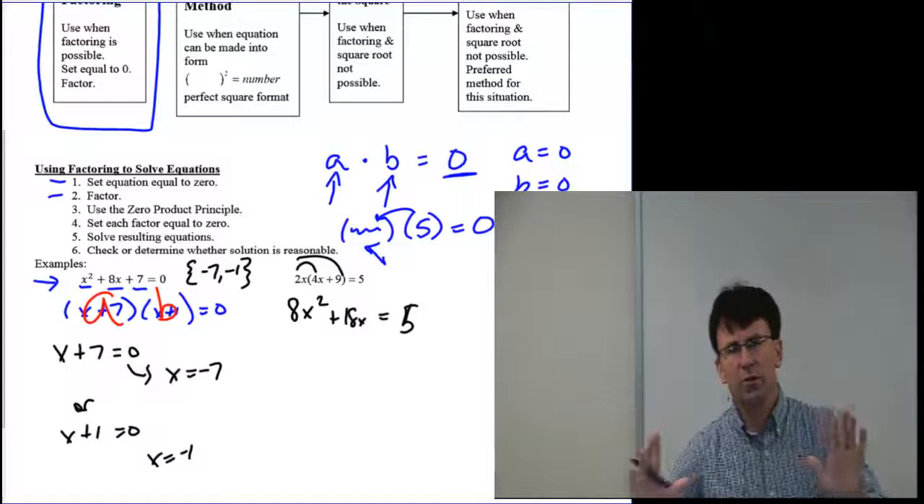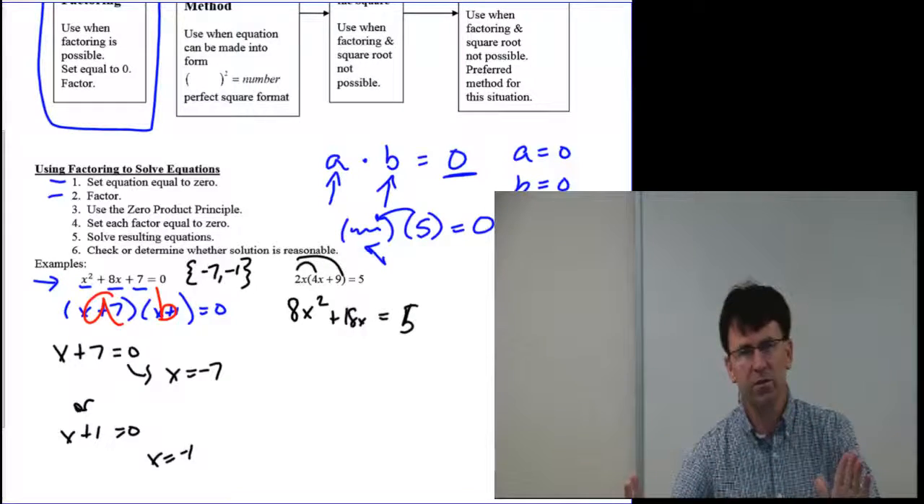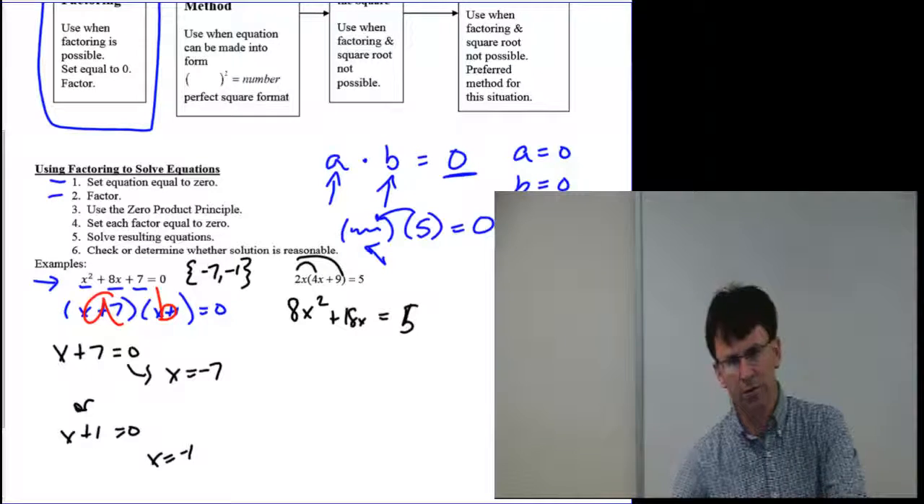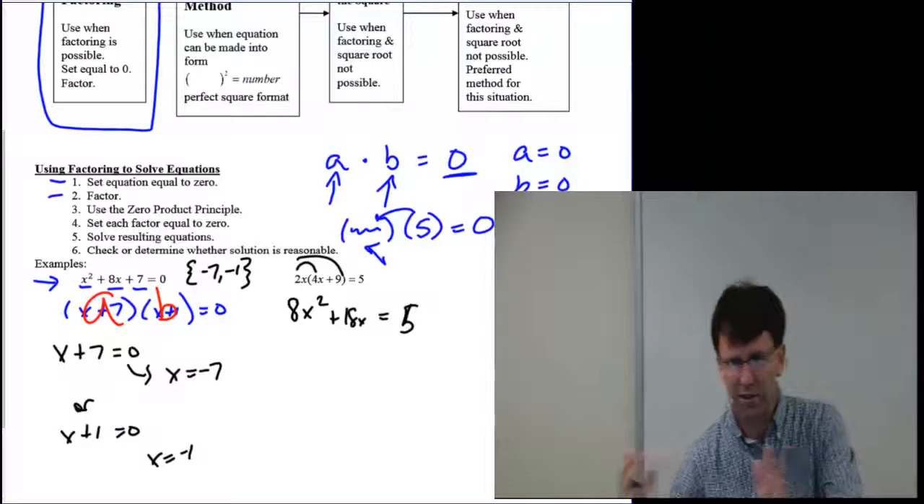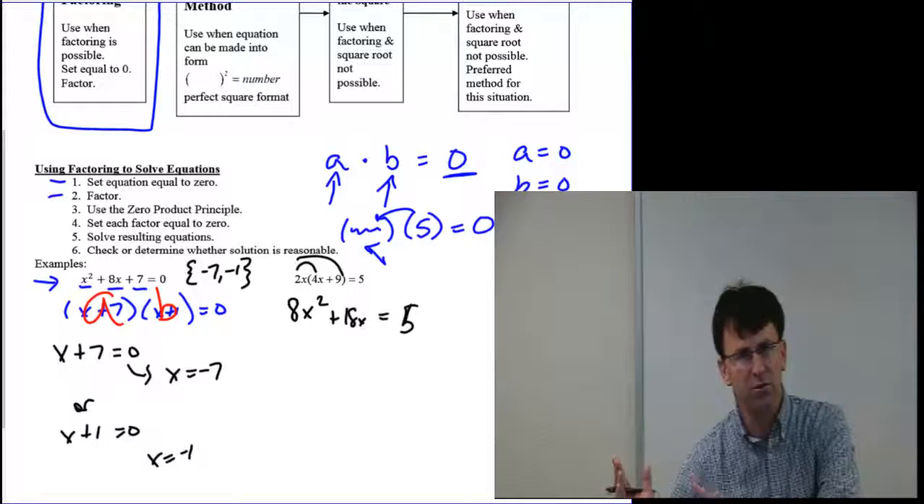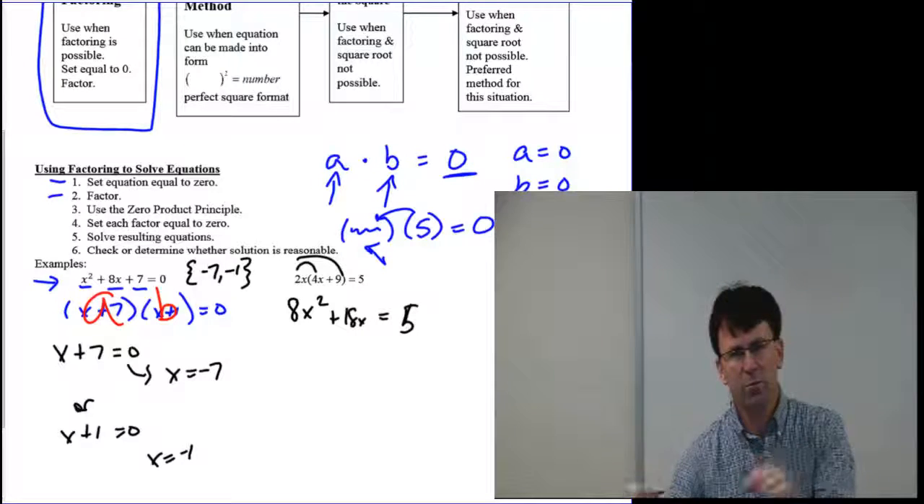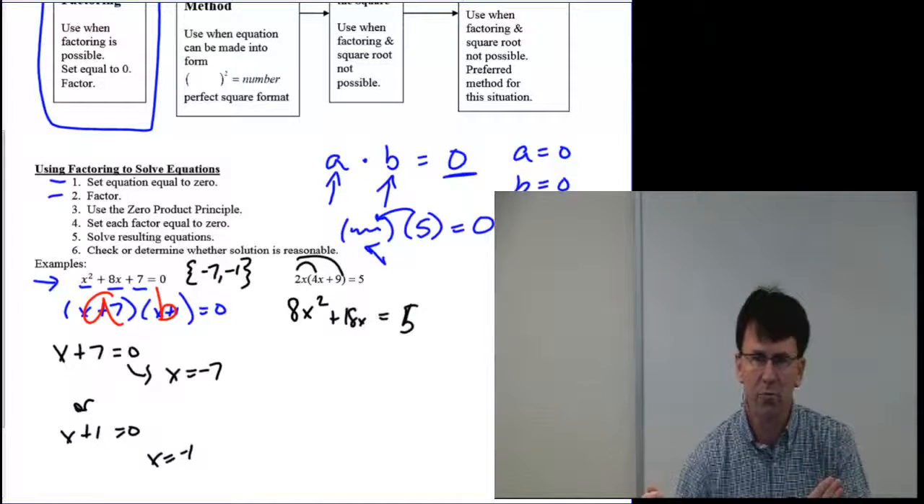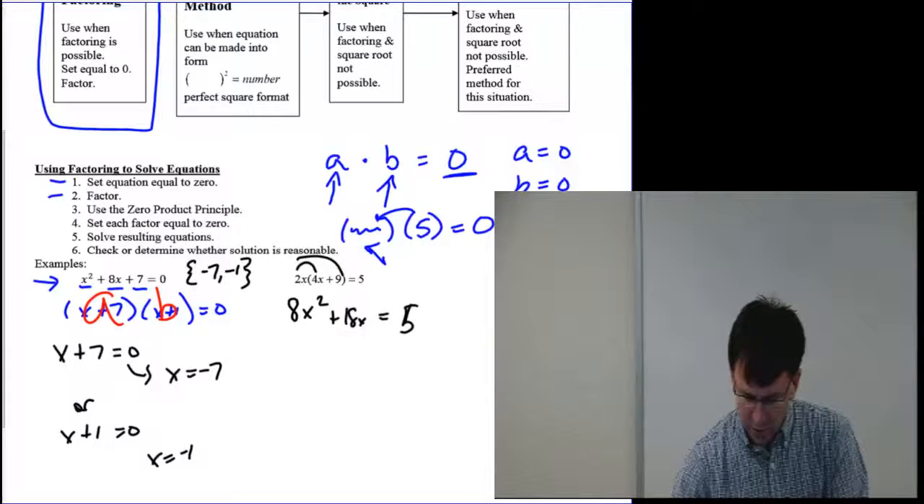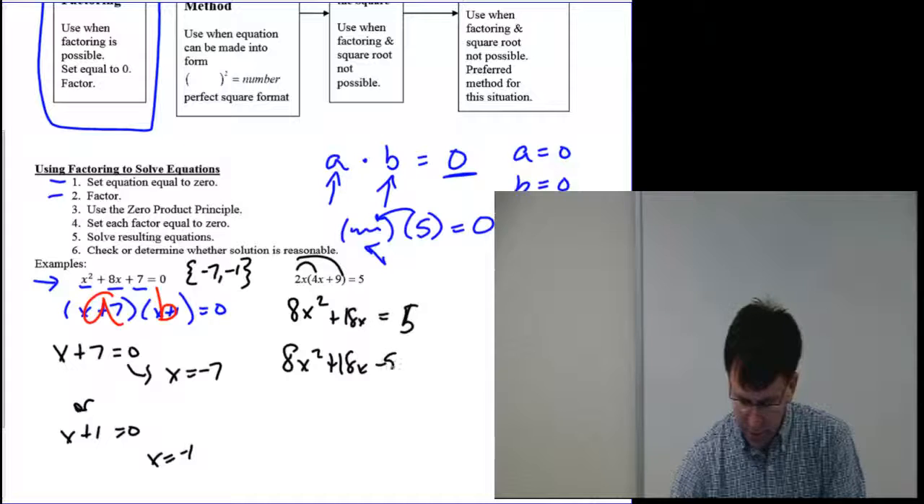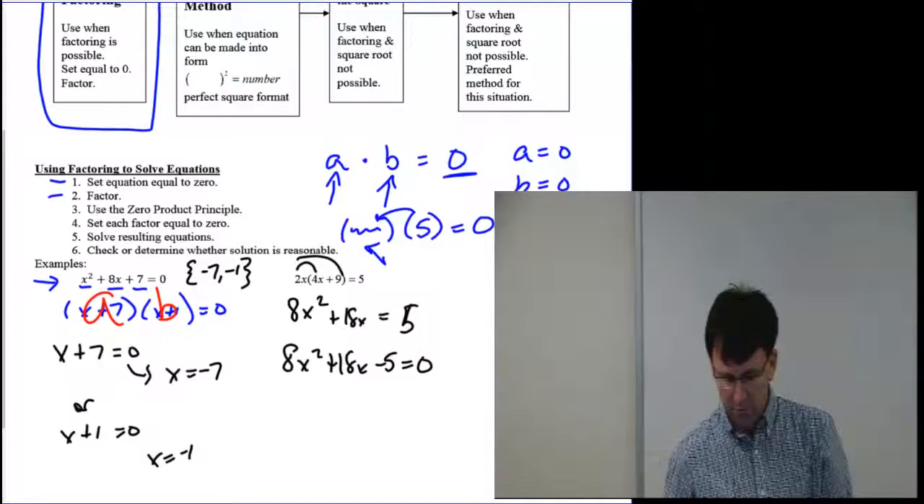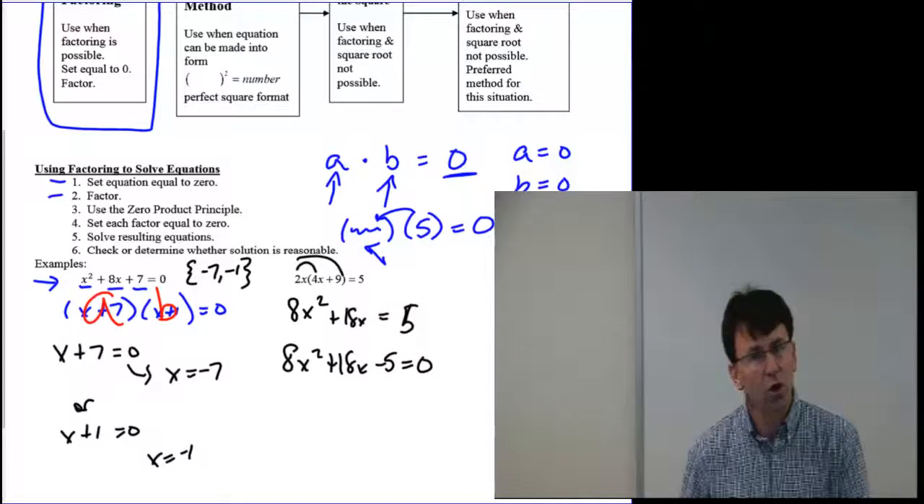Factoring quadratic equations, remember, are different than those old linear equations that we were doing. The old linear equations said get all the x's on one side, get the numbers on the other. This is not a linear equation, it's quadratic. Strategy number 1, set it equal to 0, hope for the best, hope it factors. So let's set it equal to 0. 8x squared plus 18x minus 5 equals 0. Okay. Let's hope it factors.